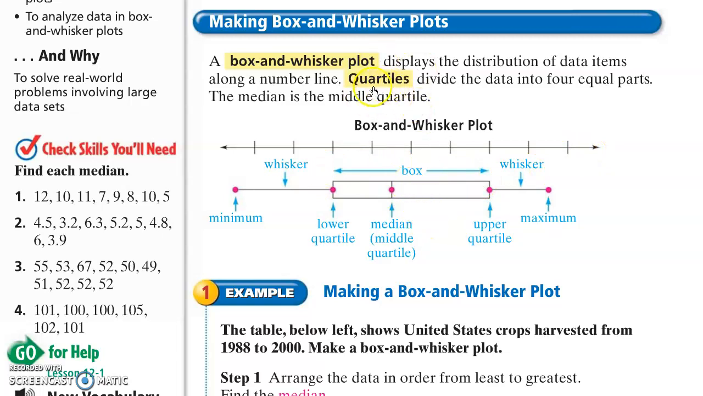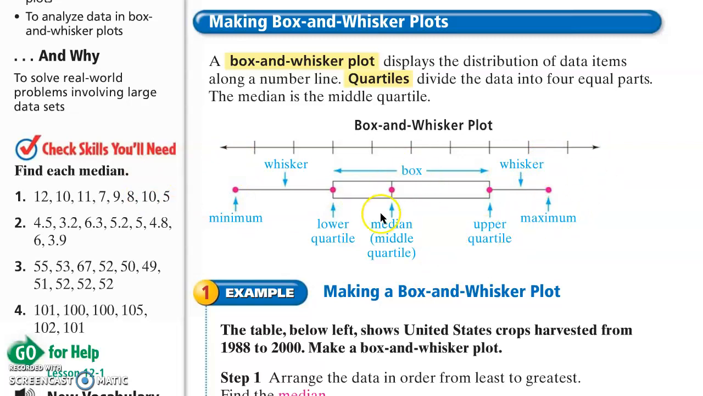And quartiles divide the data into 4 equal parts. Okay, so we have 1, 2, 3, 4. There's a little first section for a whisker, then half of the box, then half of the box, and the last whisker. All right, so this is a really good diagram for us to understand. Every box and whisker plot is going to have a minimum point and a maximum point, the smallest piece of data and the biggest piece of data.